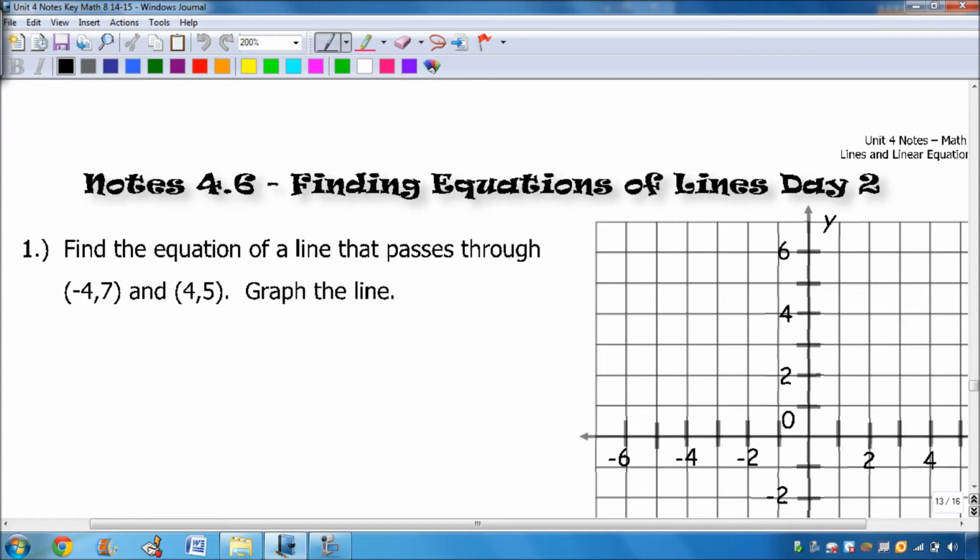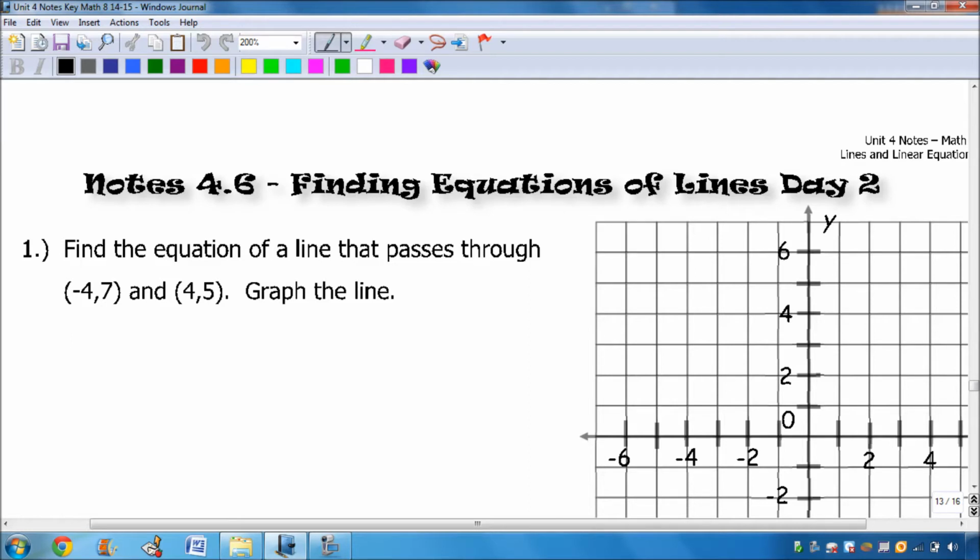Notes 4.6 are on finding equations of lines. This is the second day of notes on this topic. So question number 1 says find the equation of a line that passes through (-4, 7) and (4, 5). And then it asks us to graph the line.